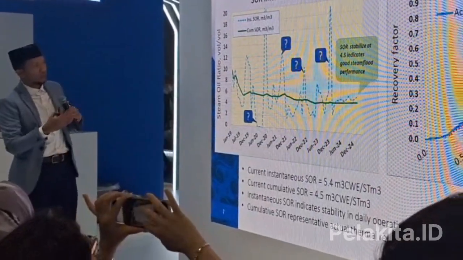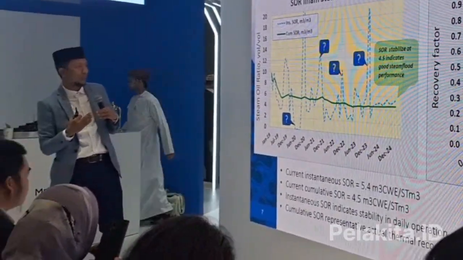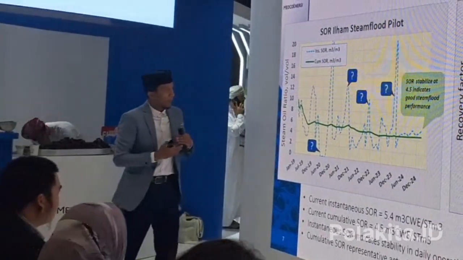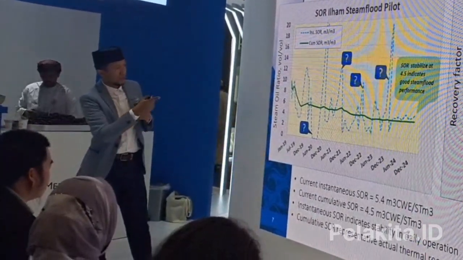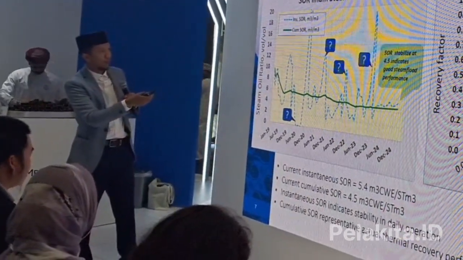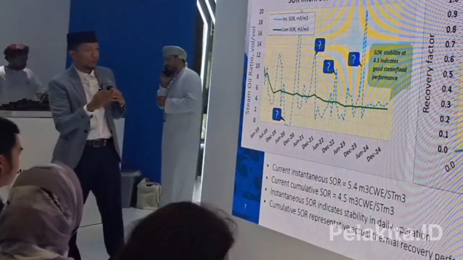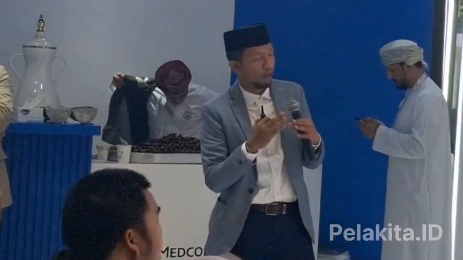And then the real performance of the thermal recovery itself is reflected by this cumulative steam oil ratio, which, if you see, is currently 4.5, and it's considered good. We consider a thermal reservoir performance good if the steam oil ratio is between 3 and 5. So we are in the range.